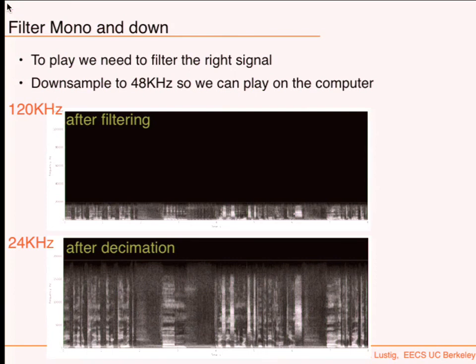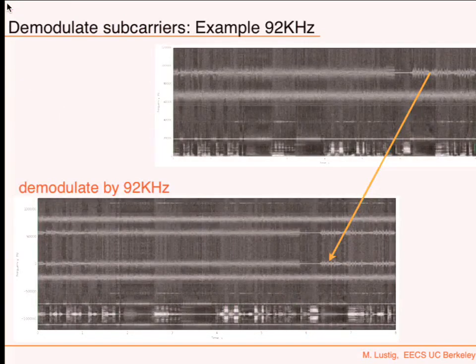After you do this and play this, you're going to demodulate the subcarriers and listen to them. The subcarriers are up here at 96 kilohertz, so we need to demodulate it to zero frequency, then low pass filter, and again either downsample or just low pass filter.